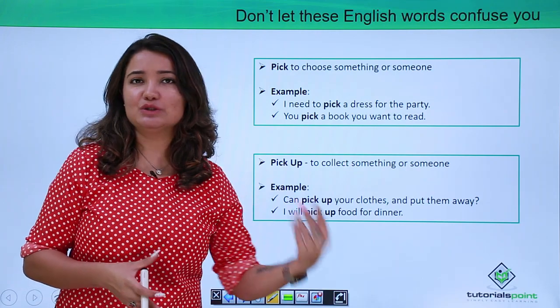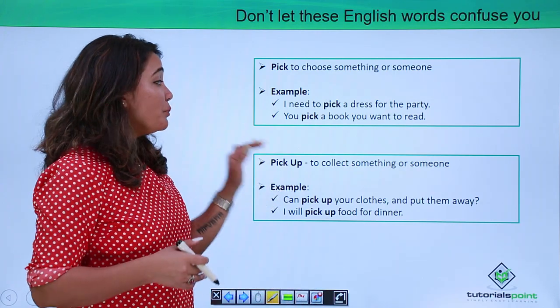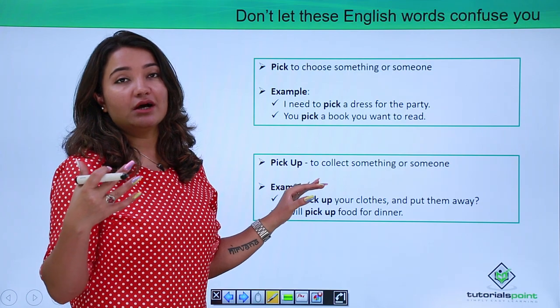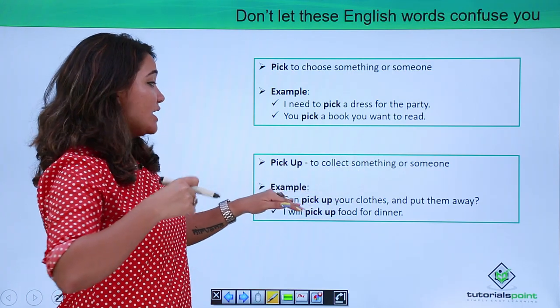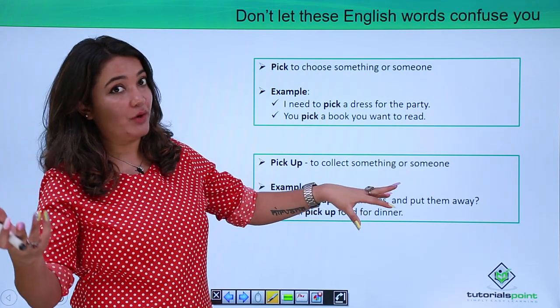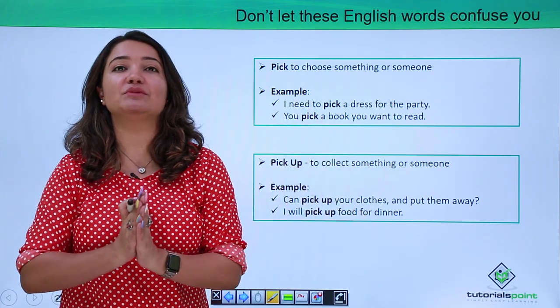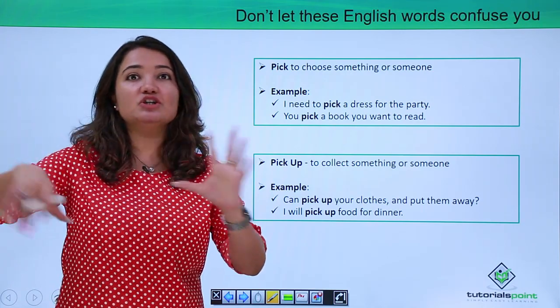It doesn't matter whether I use pick or pick up. Well, in that case, pick up is actually used. This is a word which means to collect something or someone, right? So, can I pick up your clothes and put them away? That means you're collecting something. You're not choosing, you're not given a choice to choose.